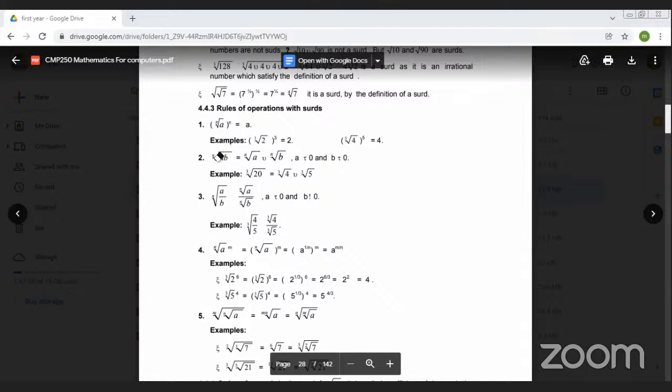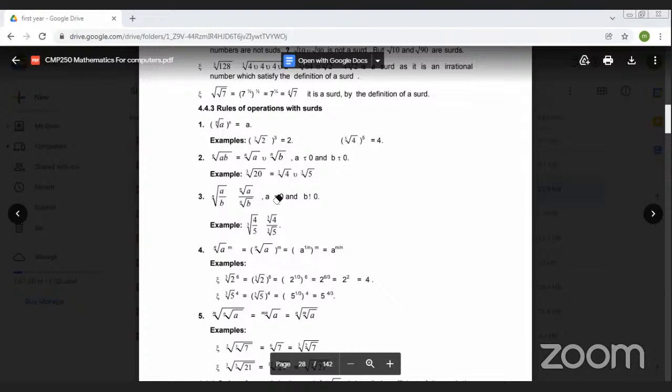Now after this, the nth root of ab. See this example. ab is what? Multiplication of two numbers. So let's see, 20 is there. So you can substitute it in which form? 4 into 5. So you can also substitute it. Similarly, here also, the nth root of a upon b is written in which form? The nth root of a upon the nth root of b.